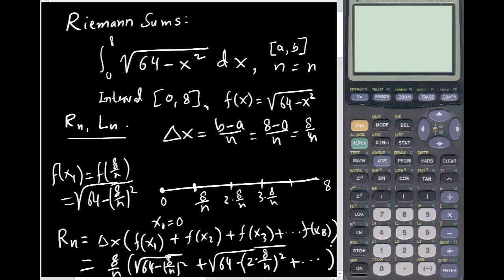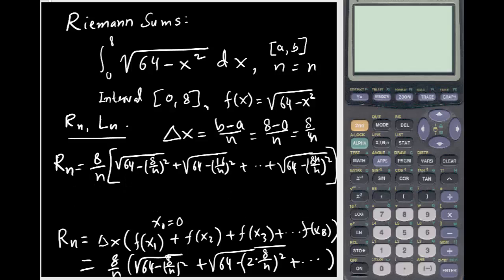So I give you the refreshed answer. Finally you can see that it will come out like 8 over n and then multiply it with square root of 64 minus 8 over n squared, and then another will be 64 minus 16 over n squared because 2 times 8, and it continues like that with the last term going for x8. So that gives you now 64 minus 8n over n squared. So you are getting like this.